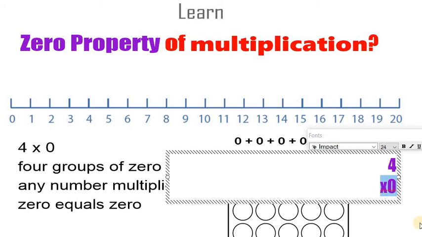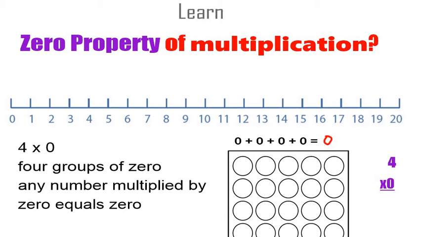And your answer is going to be 0. We've learned here just now on this part of our lesson that the 0 property of multiplication means any number multiplied by 0, the answer is 0. Okay, let's talk about one more idea.